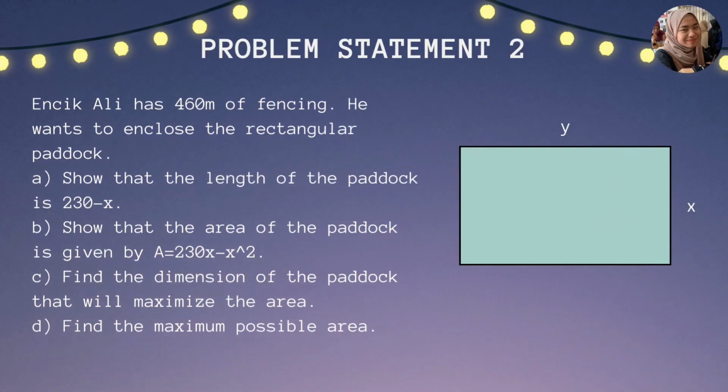For the second problem statement, Encik Ali has 460 meters of fencing. He wants to enclose a rectangular paddock. For question A, show that the length of the paddock is 230 minus x. B, show that the area of the paddock is given by A equals 230x minus x squared. C, find the dimensions of the paddock that will maximize the area. And last but not least, find the maximum possible area.